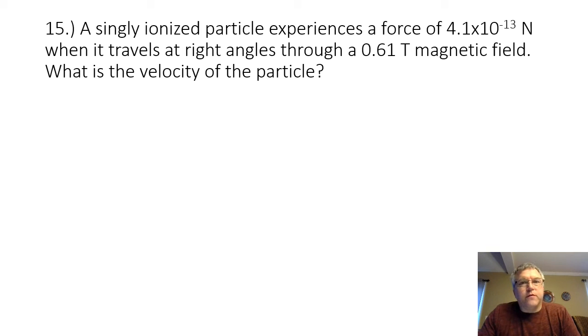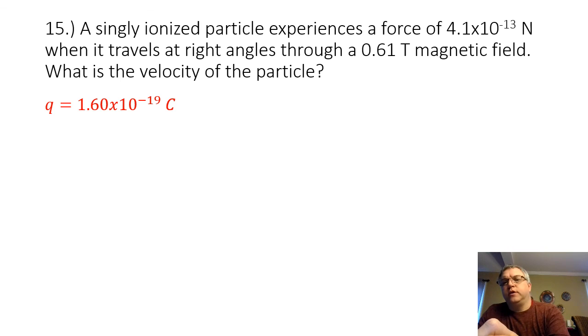If you remember from the previous set of homework problems, 8 through 10, we talked about ionized particles, and ionized particles are just particles that have some multiple of our elementary charge. In this case, the particle is singly ionized, which means it is a multiple of 1 of our elementary charge of 1.60 times 10 to the minus 19th coulombs.